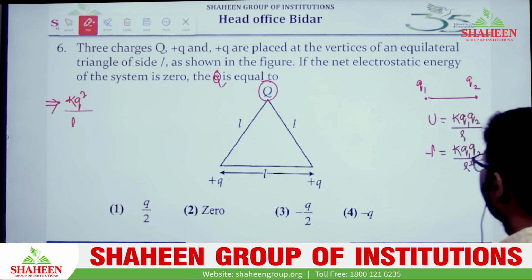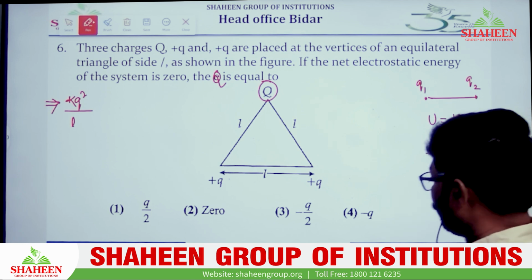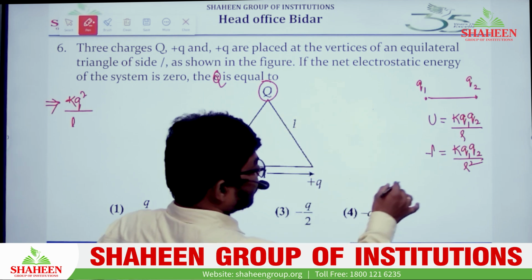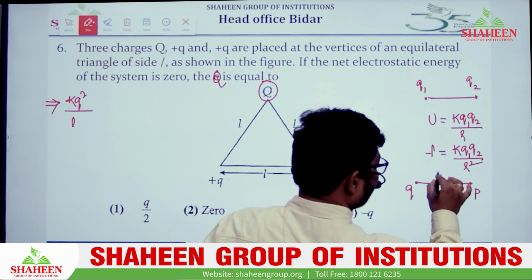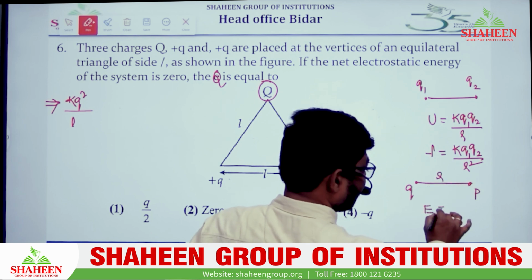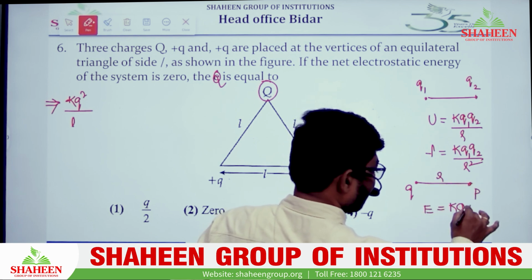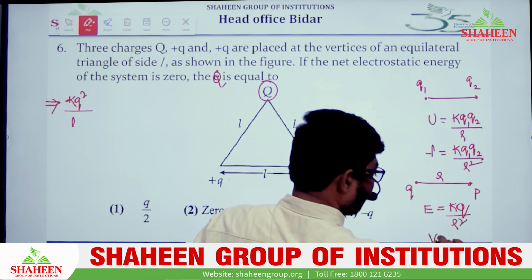Am I right? One more thing I want to show you. If there is only one charge, then at a point P at a distance R, what is the electric field? K Q by R square. What is the potential?